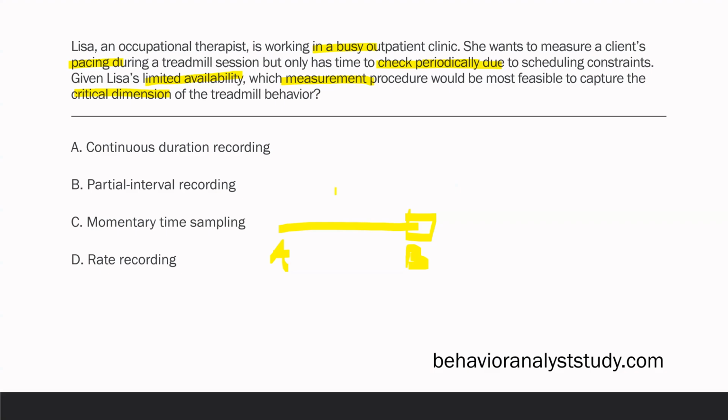And then D, rate recording. Rate, again, is continuous. So regardless of any other information we have, we can't be rate recording. It's not going to be effective. We can't continuously measure this treadmill session. Best way to measure given this information is C, momentary time sampling.